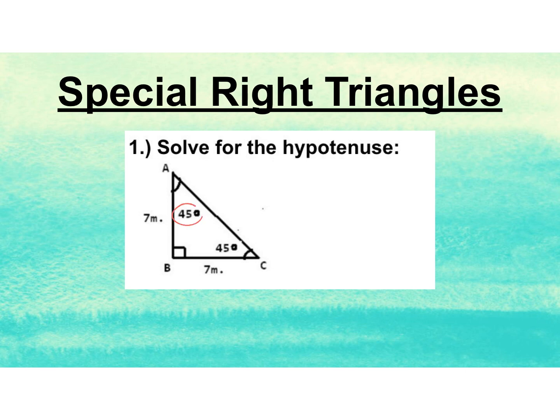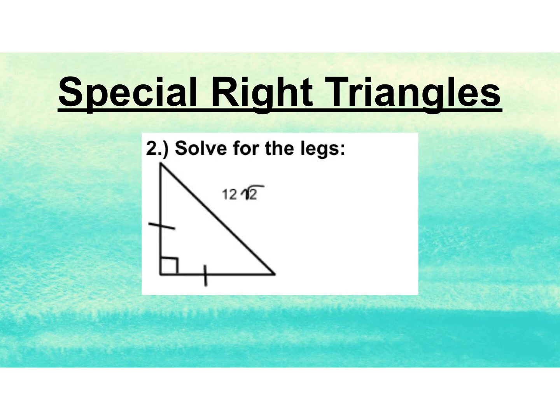Here I have a 45, 45, 90 triangle. So that's the 1 to 1 to square root of 2 ratio. So I have 7, 7. This must be 7 square roots of 2. I don't know these, but these are going to be the same. And my hypotenuse is 12 root 2. Well, there's the root 2, so my leg must be the 12.